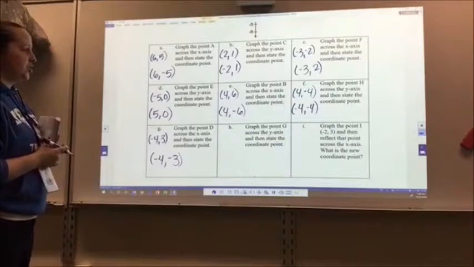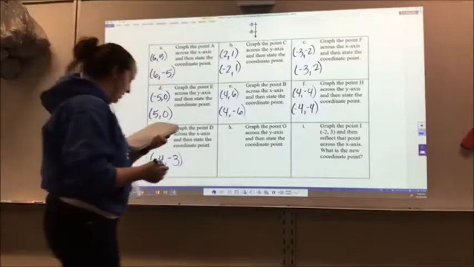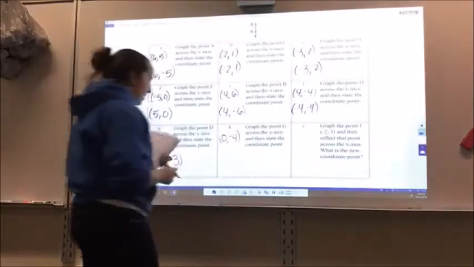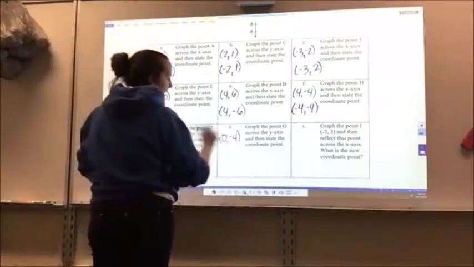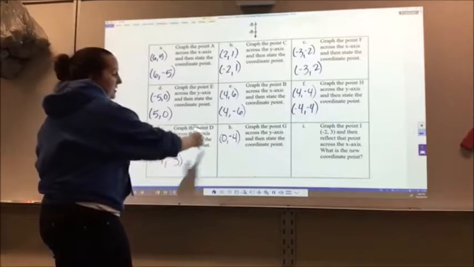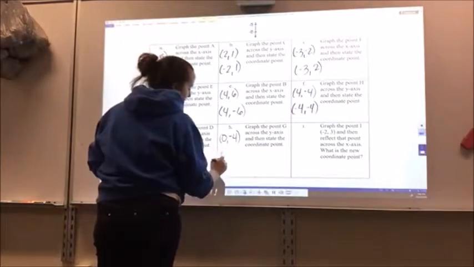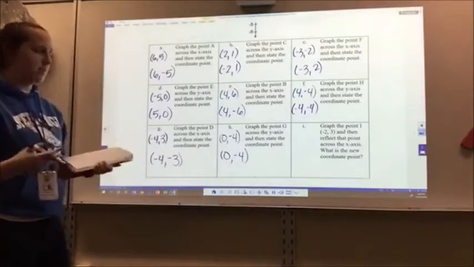For letter H, graph the point G across the y-axis. G is 0, negative 4. And I'm going across the y-axis, so my y value doesn't change, but my x value does. Now it's 0, so they didn't move anywhere. So it's still going to be 0, negative 4. So I can't have a negative 0, it doesn't exist.